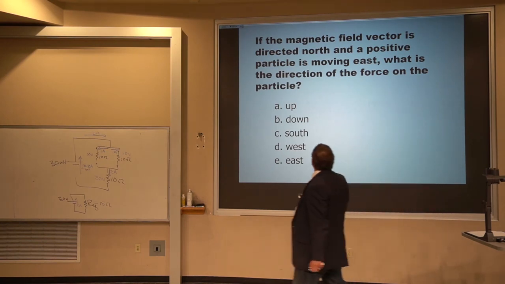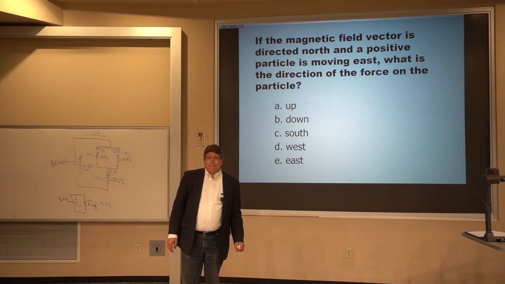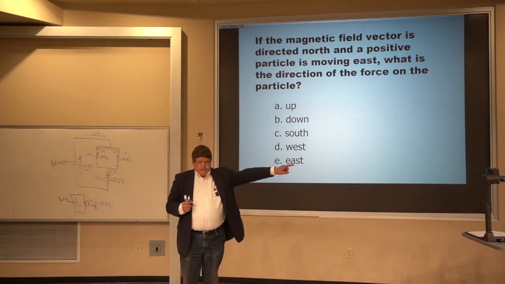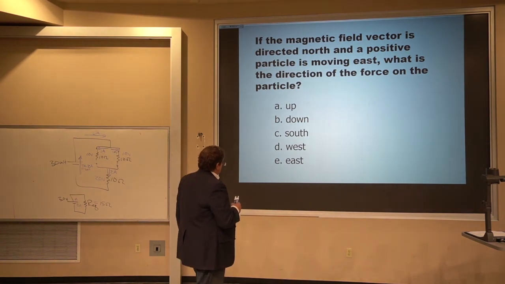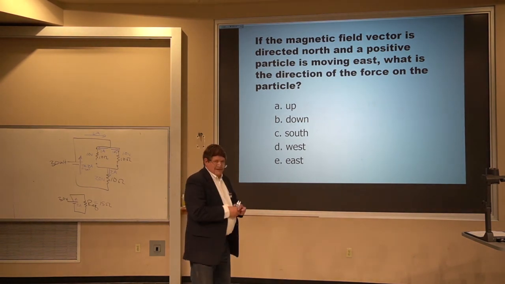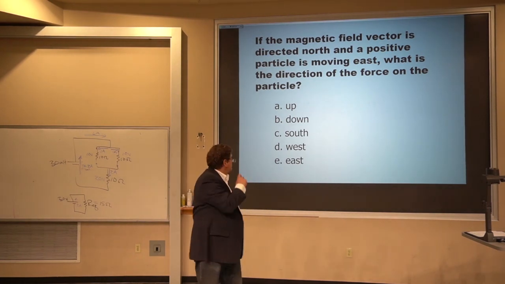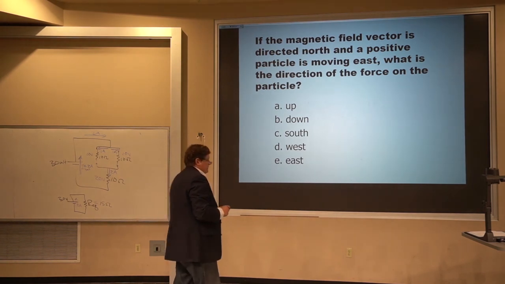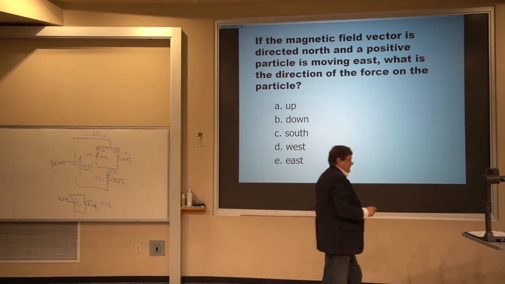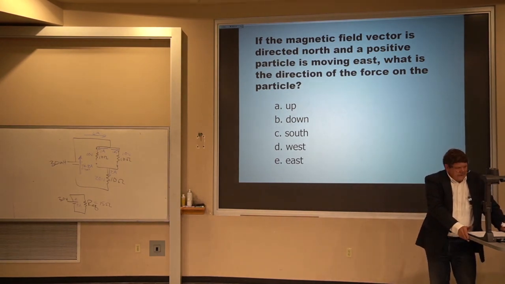If the magnetic field vector is directed north, well, let's pause. North is that way in this room, okay? And a positive particle is moving east. Well, east is that way in this room. What is the direction of the force on the particle?